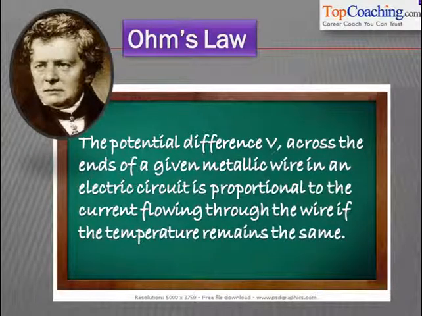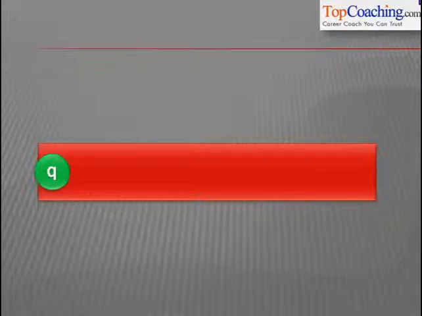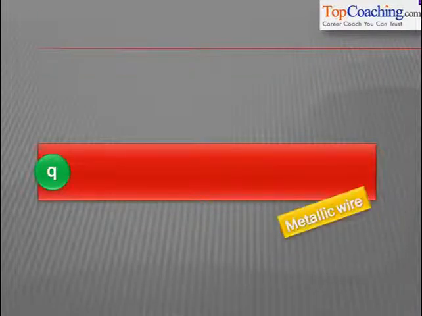Basically, Ohm's law states that the potential difference across the ends of a metallic wire is proportional to the current flowing through it. So until now we've said that potential difference is work done per unit charge. But what if we don't know how much work is done? In that case, we can use Ohm's law.